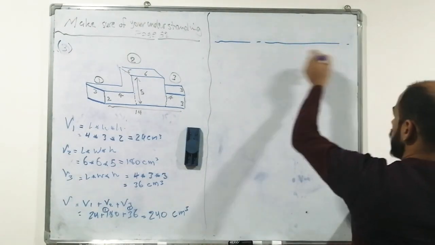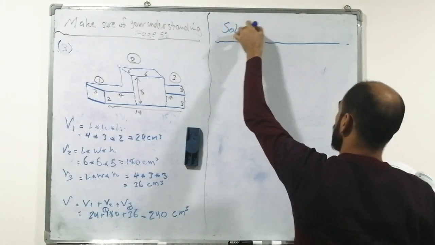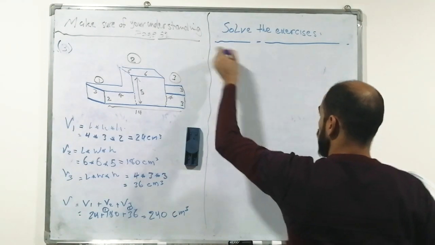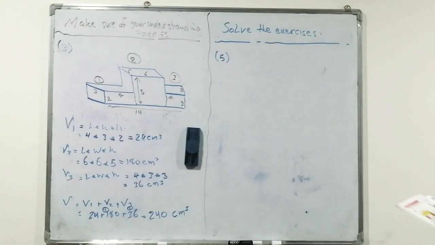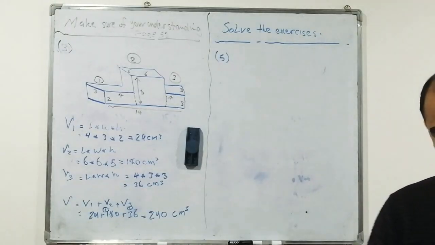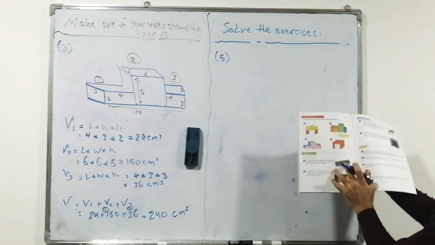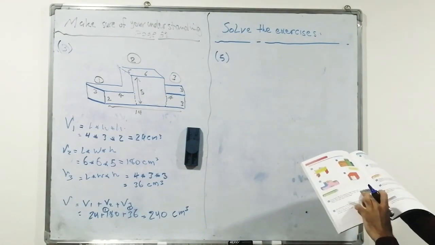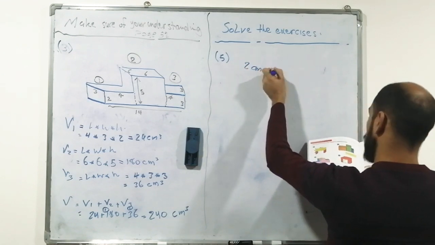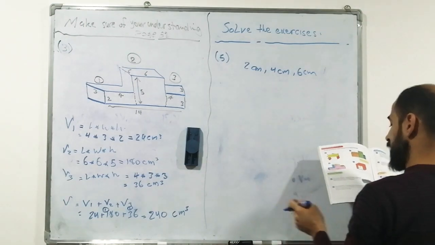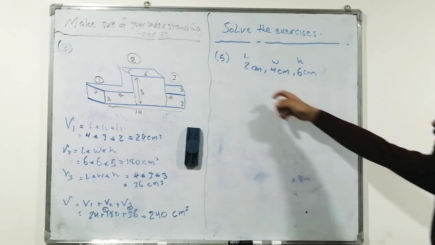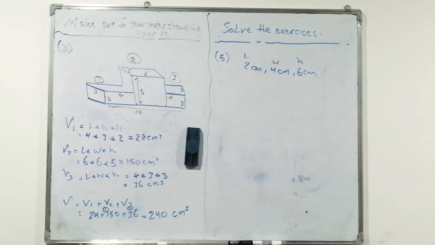Now we have the second part of this exercise. Solve the exercise. Question number 5, I will read it. If you know that the compound shape consists of 8 matchboxes, as shown in the figure, the dimensions of each one of these boxes are 2 centimeter and 4 and 6. What is the total volume of the shape? This will be the length and width and the height. These are the dimensions of each one of these 8 boxes.